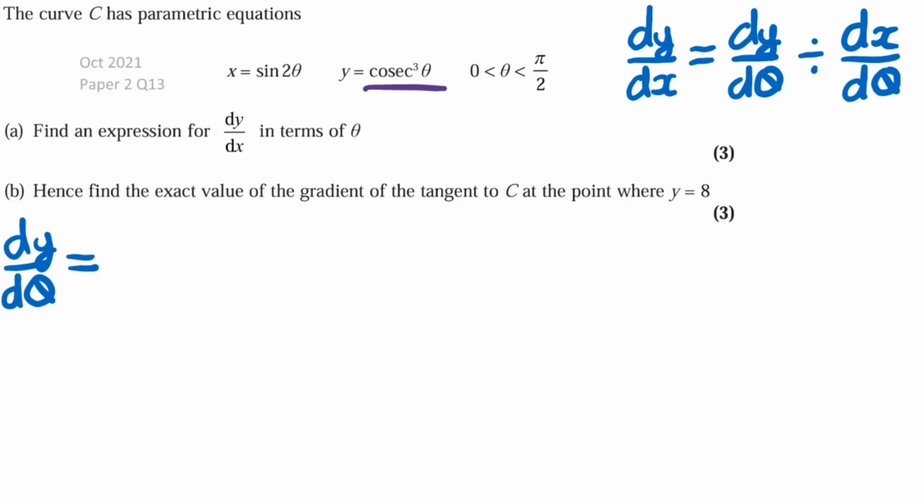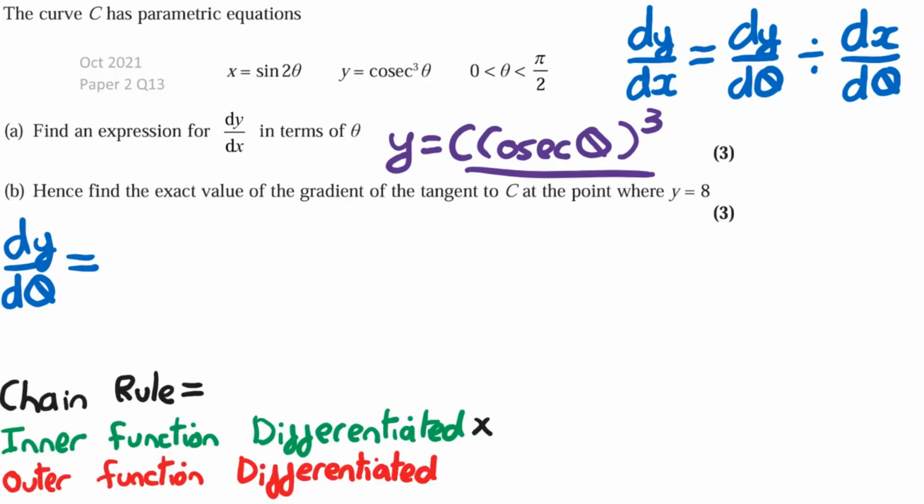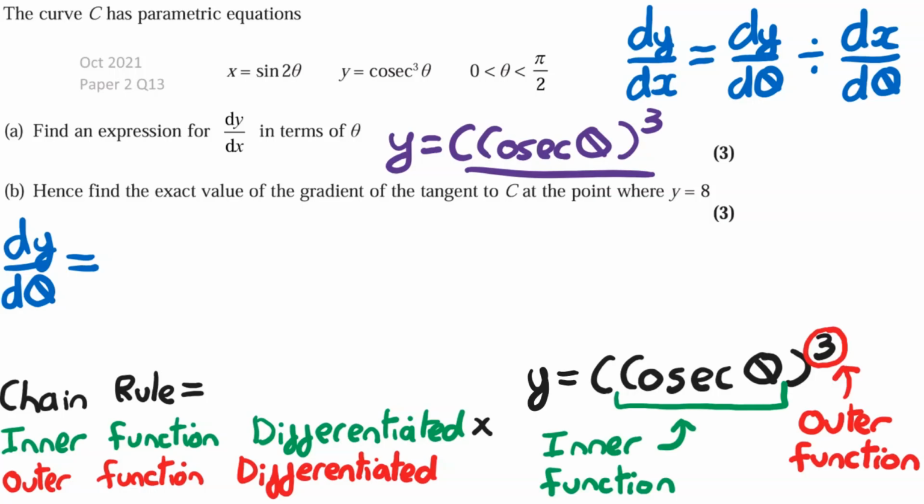Now to differentiate cosec cubed theta, it might be easier to see this if we write it as y is equal to bracket cosec theta to the power of 3. So to differentiate this, we need to use the chain rule. I did a video on the chain rule in the differentiation chapter, and there are loads of ways that people teach it, but the way that I taught it is that the chain rule is the inner function differentiated multiplied by the outer function differentiated, where for this example, cosec theta to the power of 3, the inner function is cosec theta and the outer function is this power of 3 here.